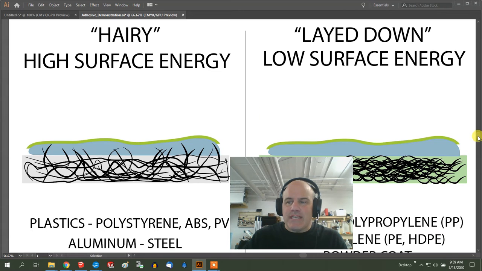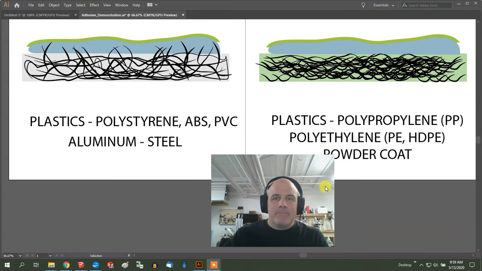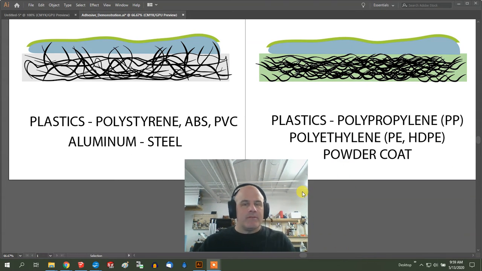So to go through the different types of materials that tend to be different surface energies, and there's a million surface modifications you can use, chemical surface modifications, electrostatic modifications, corona treatments, plasma treatments, the list goes on and on. Dig into it. God, it's fascinating. So plastics like polystyrene, ABS, and PVC tend to be high surface energy plastics, easy to stick to. Aluminums and steels, if they're not coated, tend to be easy to stick to. And depending on the coating, that can modify how easy they are to stick to.